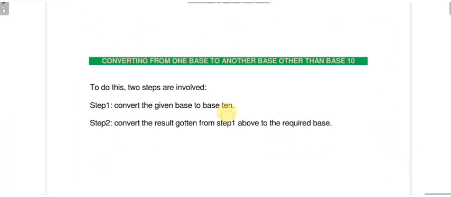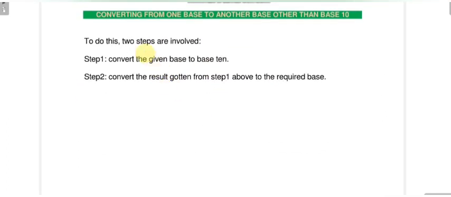So next, let's look at how to convert from one base to another base other than base 10. So we want to convert from one base to another that is not base what? 10. So to do this, you have to follow these two steps. Step 1, convert the given base to base 10 first. Then step 2, convert the result from step 1 above to the required base. So if you are converting to base 10, you expand. After expanding to base 10, then you divide by the required base. So let's take some examples.